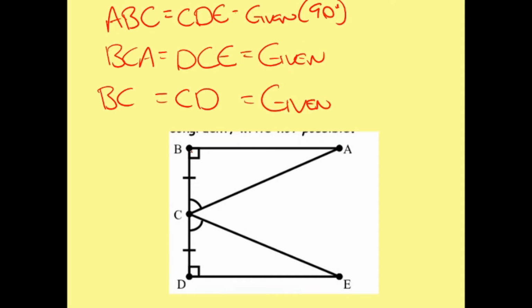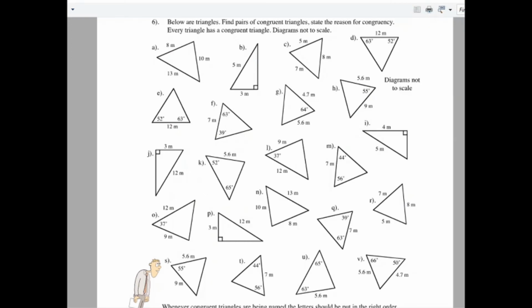So I've got angle, side, angle. And you've got right angle, side, angle. So this is also congruent. Now, just good questions. What I want you to do is I want you to pair them up. Okay? But state the reasons if they're congruent or if they are not congruent. Pause the video if you have to.